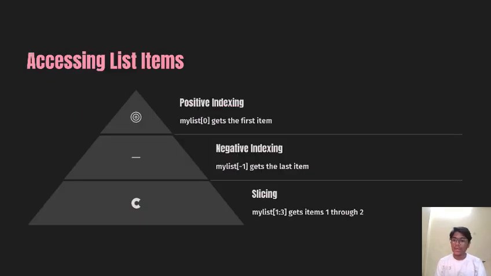Accessing items: positive index, negative index, and slicing. In positive index, my list of 0 gets the first item. So in the list, the first item starts with the index number 0. My list of minus 1 gets the last item. Slicing: my list 1 colon 3 gets items from 1 up to the second item.